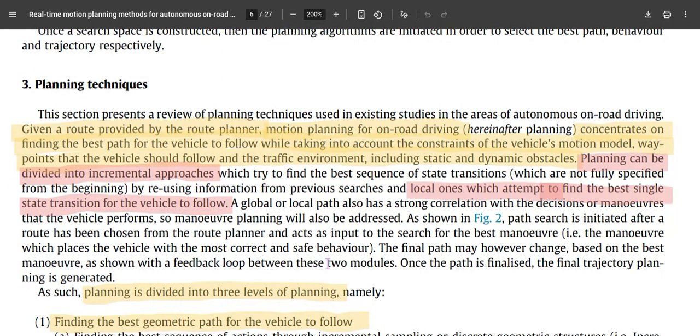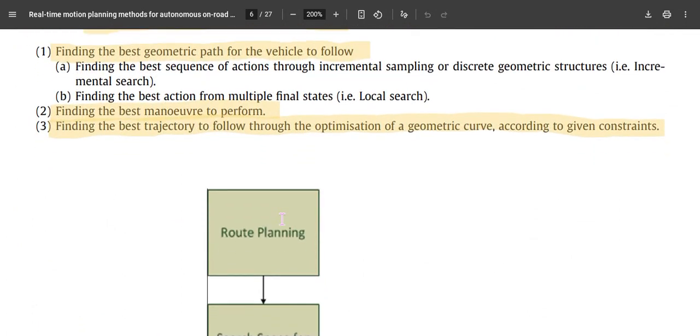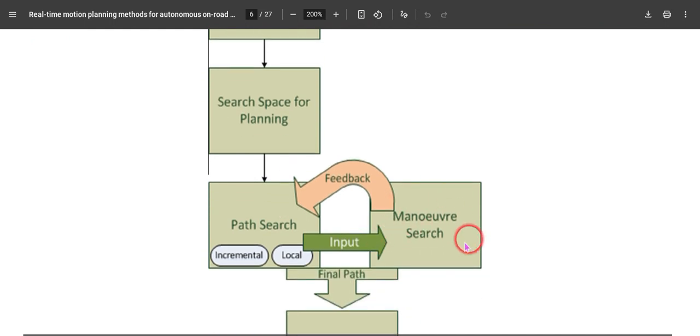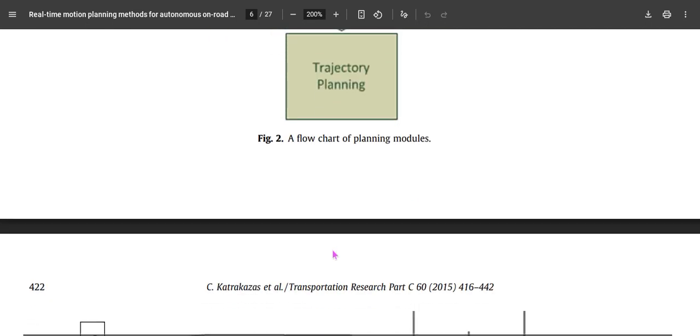So what are the planning approaches? This paper says that there are two ways of planning. One is the incremental approach and the other the local one. The incremental approach again follows the previously mentioned hierarchy: it starts with route planning, then maneuver planning, finding, based on situation awareness, what state it would be embedded in, like a finite state machine. Based on that state, path planning will be done, and based on the path planning and maneuver planning, the final trajectory can be computed, which is tracked by the actuators.